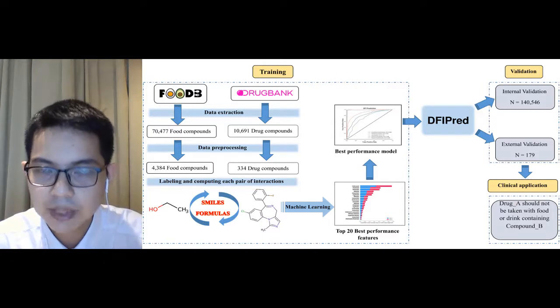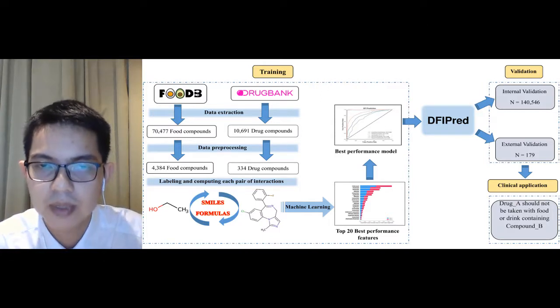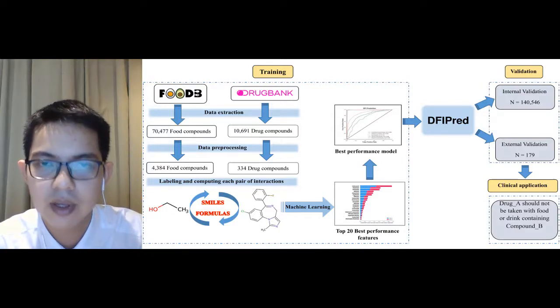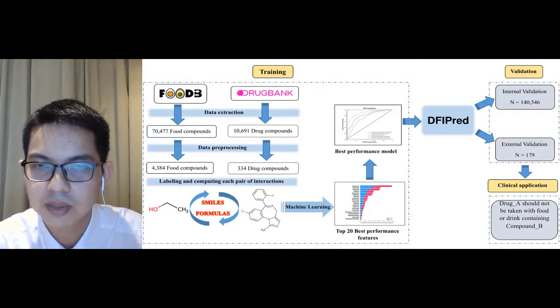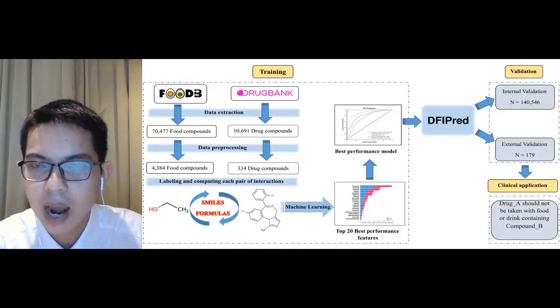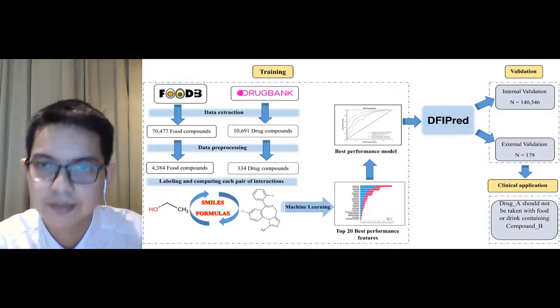Otherwise, the impact would be defined as a negative interaction. So, after that, we try to use the SHAP analysis package in Python to get 25 optimal features. And finally, the optimal algorithm is the decision tree classifier to build the DFIPred classifier.